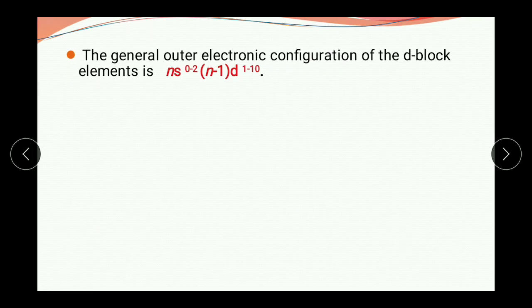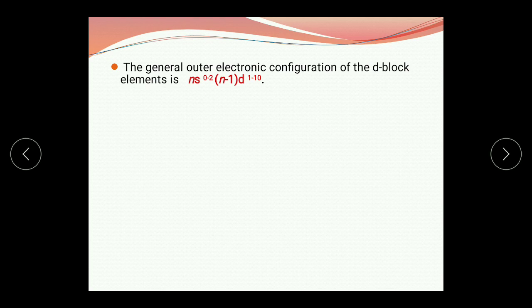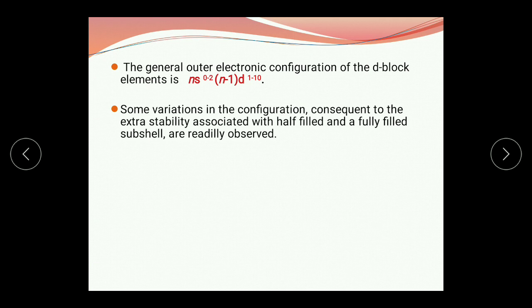But I have written here ns 0 to 2. There are some exceptions related to the extra stability of the electronic configuration. Hence, sometimes ns 0 to 2 electronic configuration is observed in some cases. That's why I have written like that: ns 0 to 2. Sometimes ns0, sometimes ns1, sometimes ns2. Accordingly, the electrons in the (n-1)d subshell are adjusted to get extra stability. So, there are some variations in the configuration. It is written here like that. As a result of extra stability associated with the half filled and fully filled subshell.